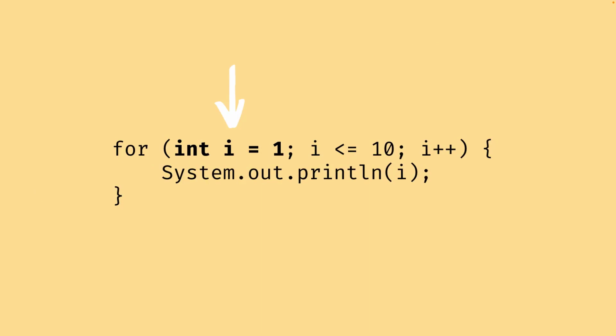Here's an example of a for loop that prints the numbers 1 to 10. In this example, the loop variable i is initialized to a value of 1 in the initialization section. The condition is set to i smaller than or equal to 10, so the loop will continue to execute as long as the value of i is less than or equal to 10. The iteration section is set to i++, which means that the value of i will be incremented by 1 at the end of each iteration.